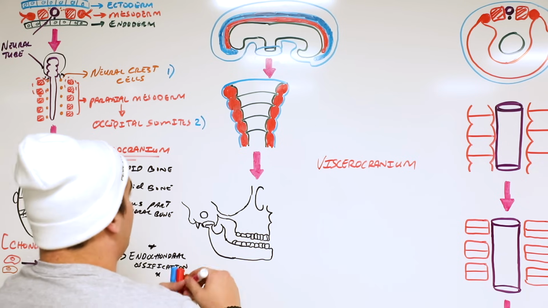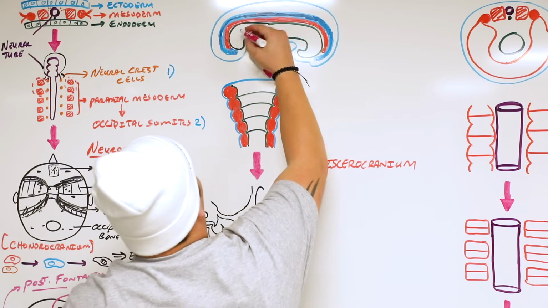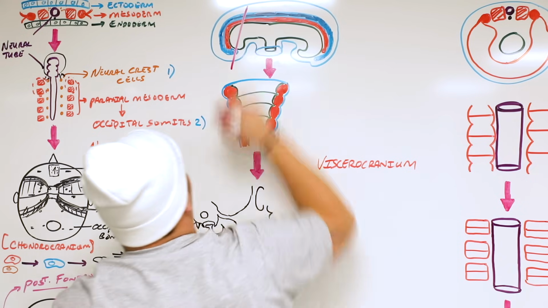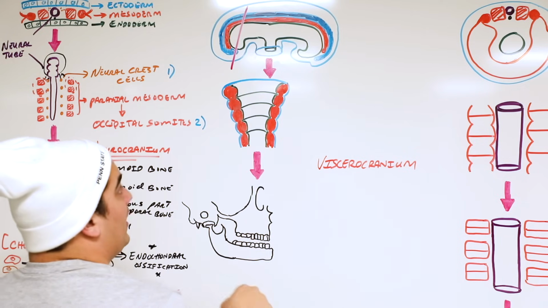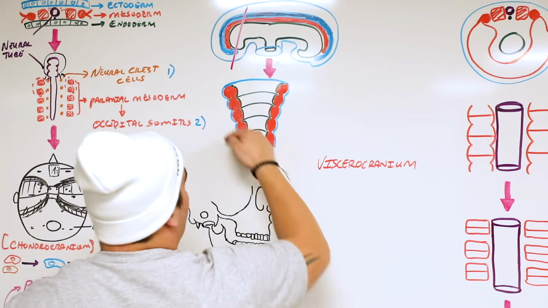So what I want us to do is take a section about right here, in the top of this tube. You're going to cut this and zoom in on it. And what you get is this very specialized structure.